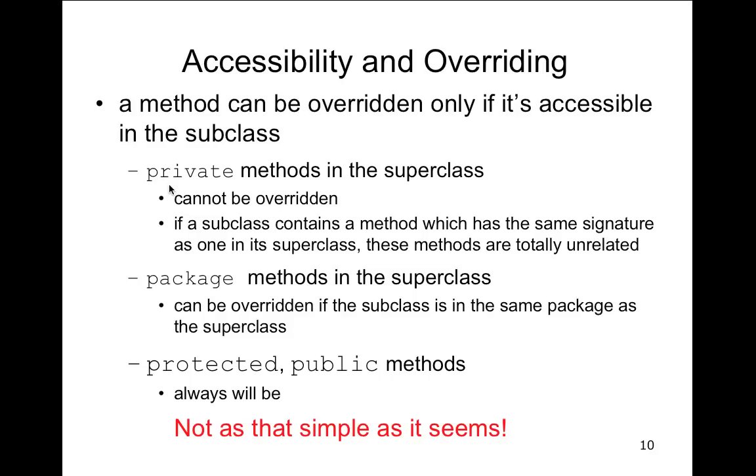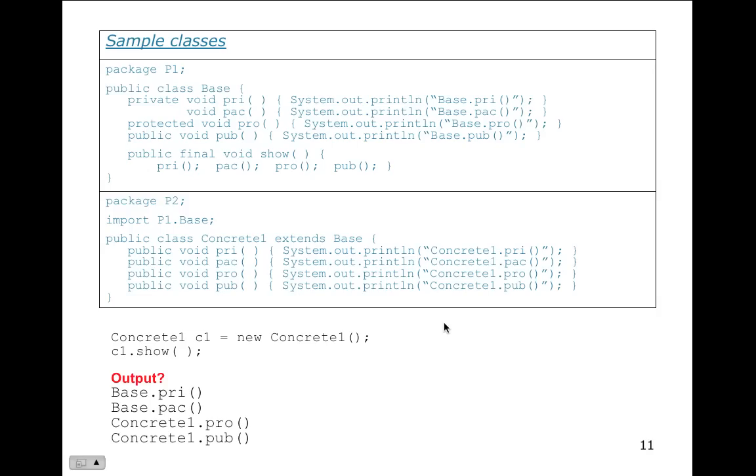It's brand new. Packages: methods in the superclass can be overridden in the subclass if it's in the same package as the subclass, because it's going to override it with something new. From a package level can also work. And then protected and public methods will always be protected, and they will always be public, which means they can be changed or they can be used. And again, I know it's as simple as it looks, but it's not hard. And I don't like this example, so I'm going to skip it. It's extremely confusing.